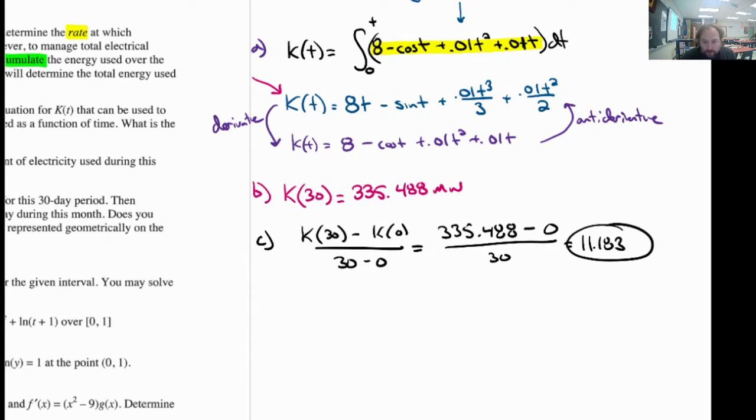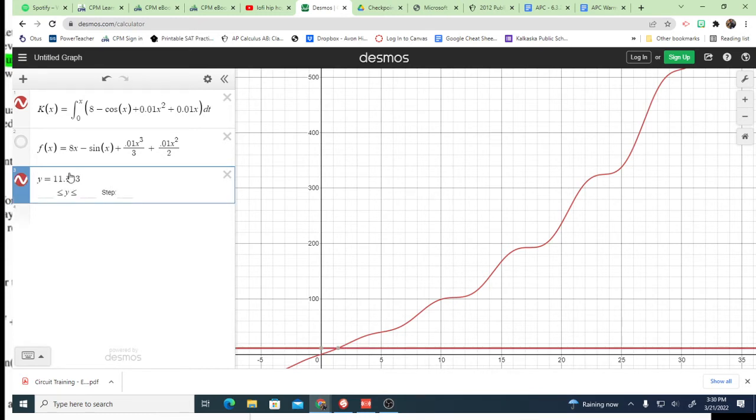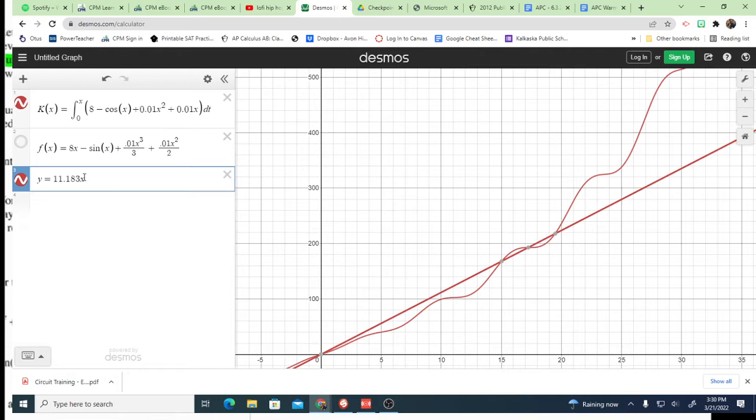On the graph, though, let me bring the graph back up for a second. What we want to see is if we graph the 11.183, what we get is, well, first of all, we don't get much if I graph y equals this thing. That's not an average-looking thing at all, because that's not quite what we're doing here.